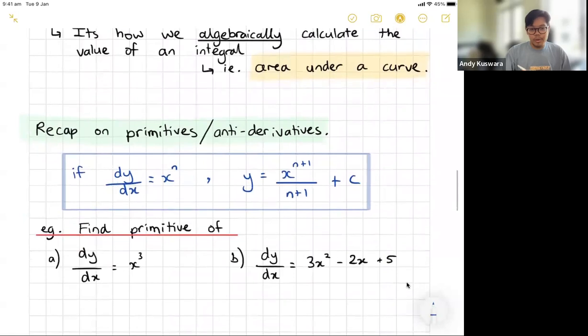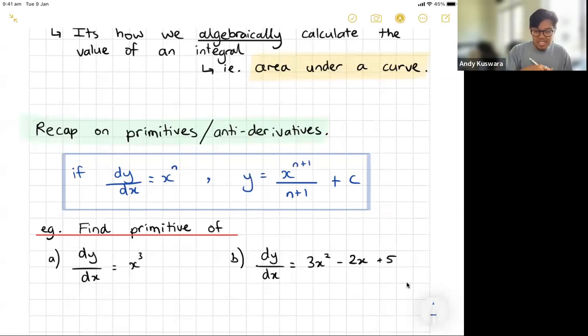I'll explain it as we go, but they say if dy dx, so that means if the differentiated version is x to the power of some number n, then that means y, which is the undifferentiated version, means you add 1 to the power. So that means instead of x to the n, it's now x to the n plus 1. And then it's all over, you divide it by that new power, which is n plus 1.